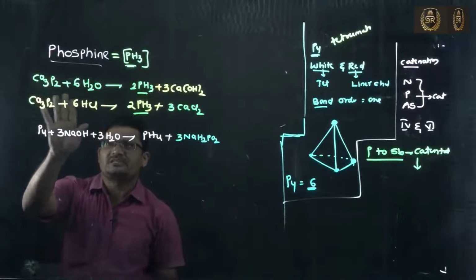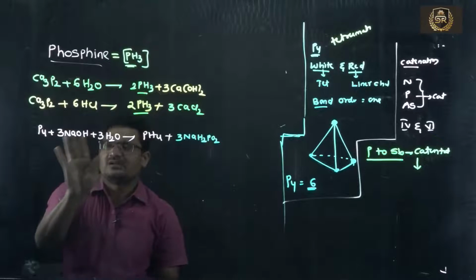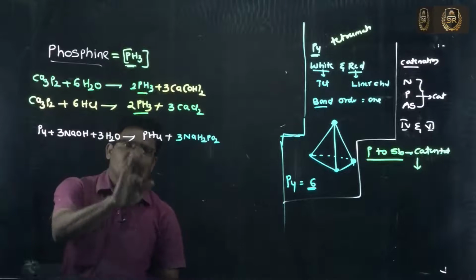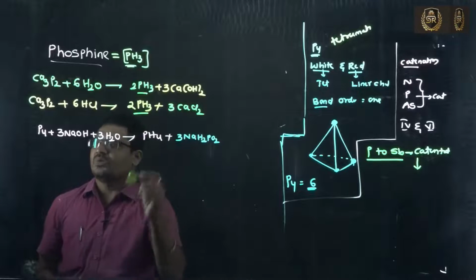So calcium phosphide undergoes hydrolysis with HCl to get phosphine. Phosphorus reacts with NaOH and water to get phosphine.